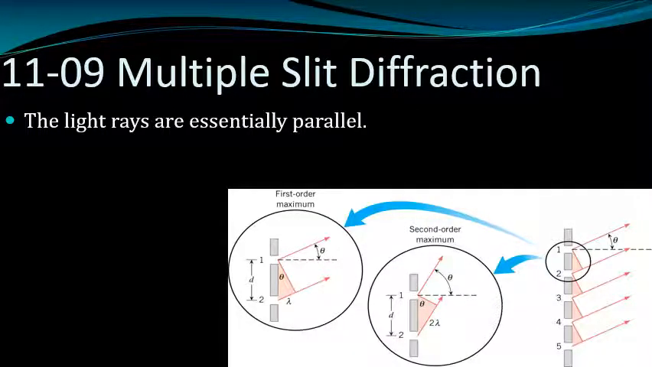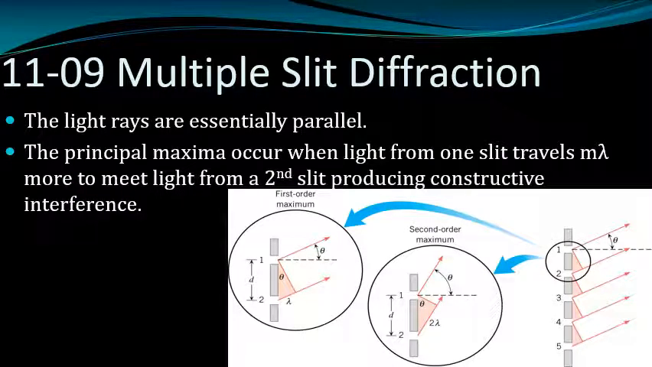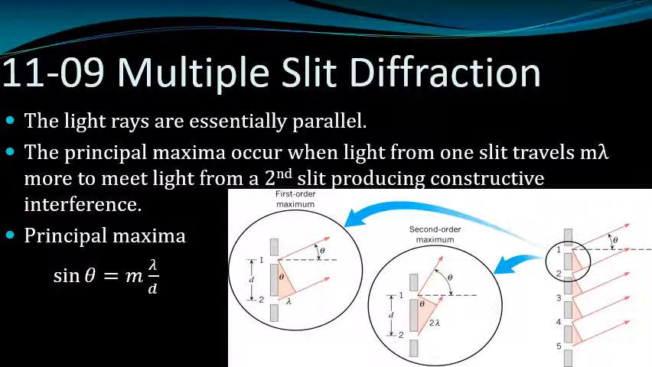Light rays are essentially parallel. The principal maxima occur when the light from one slit travels whole wavelengths more to meet light from a second slit, producing constructive interference. Otherwise, you get destructive interference. The principal maxima then are, oh wait, that looks the same as yesterday's. Wow.